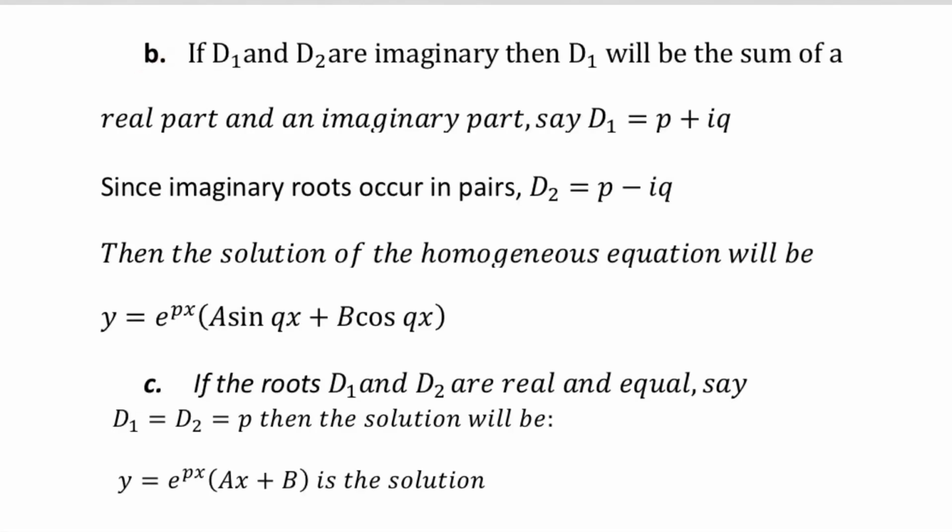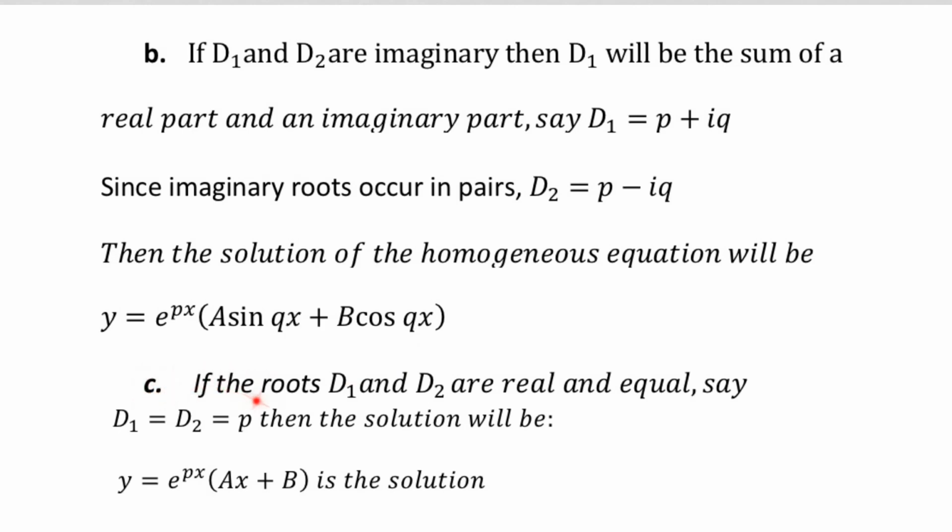B. If D1 and D2 are imaginary, then D1 will be the sum of a real part and an imaginary part. Say D1 is equal to p plus iq. Since the imaginary roots occur in pairs, D2 will be p minus iq. Then the solution of the homogeneous equation will be y is equal to e to the power px into a sin qx plus b cos qx.